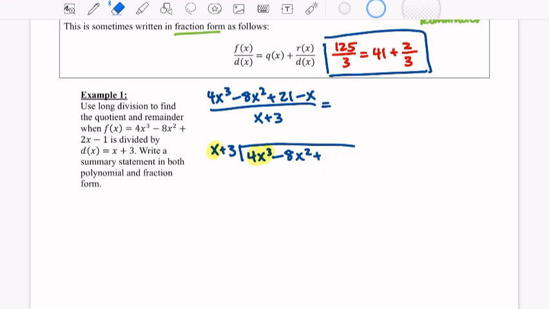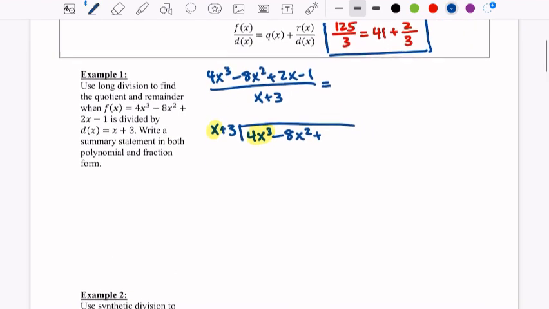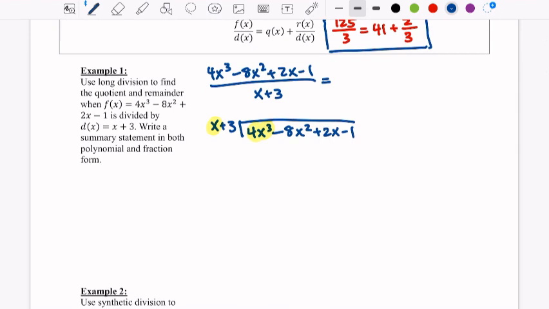This was, hopefully you caught that, 4x cubed. Wow, I didn't do a very good job. 4x cubed minus 8x squared plus 2x minus 1. There we go.